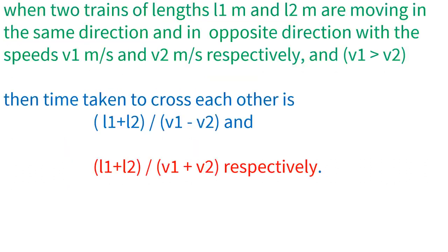When two trains of lengths a meters and b meters are moving in the same or opposite direction with speeds x meters per second and y meters per second respectively, and we assume x is greater than y, then the time taken to cross each other is a plus b, the addition of the lengths of the trains, upon x minus y or x plus y. If they are moving in opposite directions, then the relative speed is added, and if in the same direction, then subtracted. So the time taken we can find out.